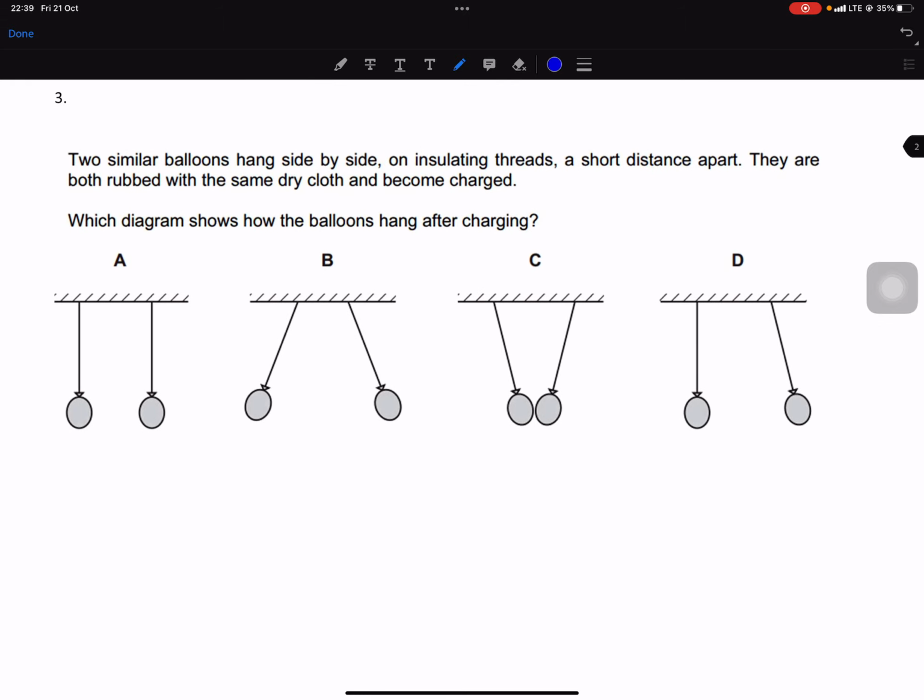3. Two similar balloons hang side by side on insulating threads. They are both rubbed with the same dry cloth and become charged. Which diagram shows how the balloons hang after charging? So if they were rubbed by the same dry cloth and they're the same balloons, this means that both of them will carry the same charges. So they would repel each other. All right, and the answer is 3.